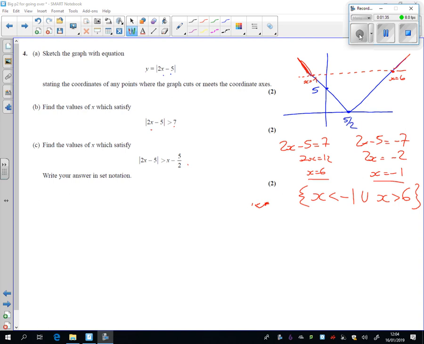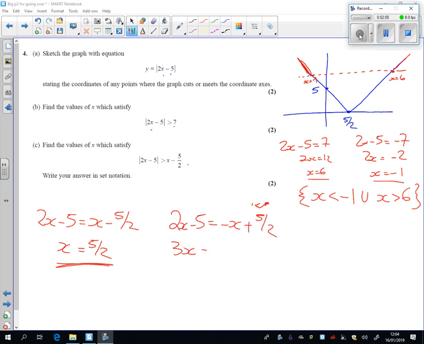Now find the values which satisfy this formula. Let's just go with this algebraically to begin with. So if there was no work being done with the modulus, if I take away the x and add the 5, it actually gives me just x equals 5 over 2. But if the modulus did its work, and this became negative, minus x plus 5 over 2, that would give me 3x equals, what's that? That's 7.5.